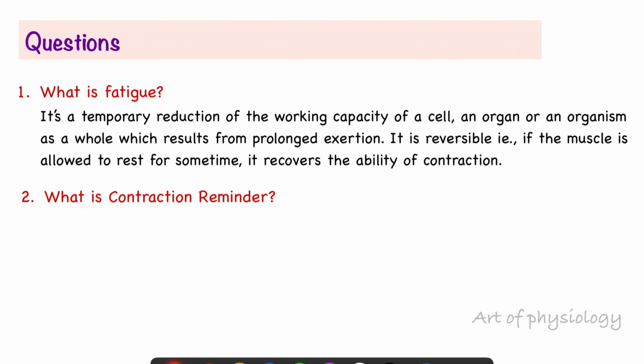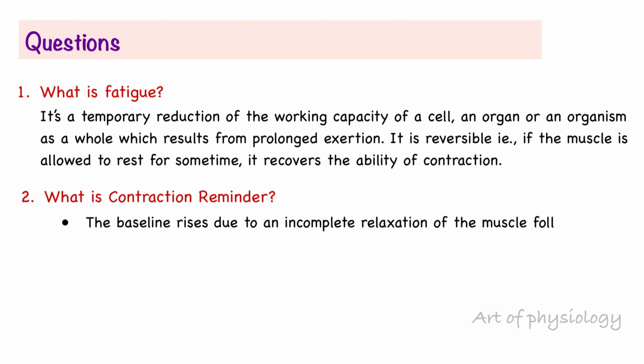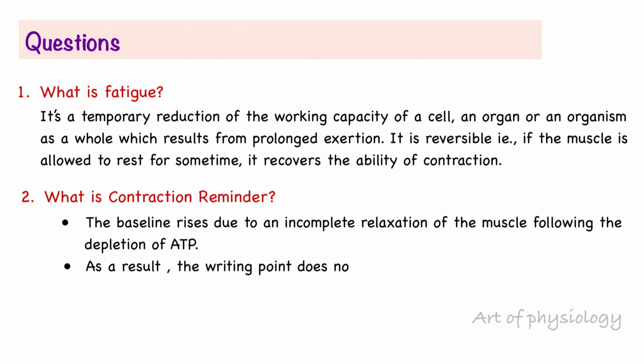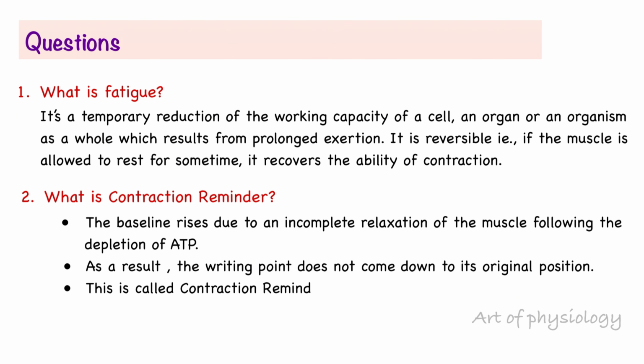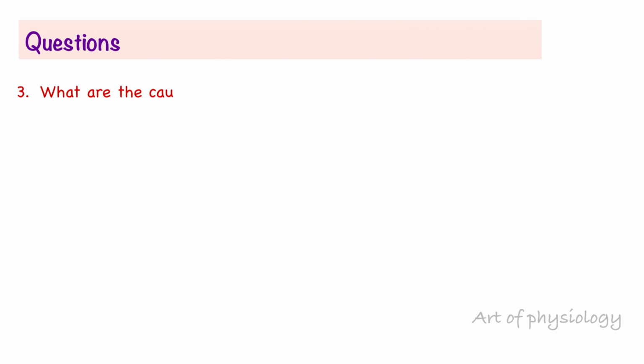What is contraction remainder? The baseline will be raised due to an incomplete relaxation of the muscle following the depletion of ATP. So here the incomplete relaxation is because of inadequate ATP. As a result, the writing point is not coming to the original position. This is called the contraction remainder. Next, what are the causes of fatigue? This is again an important question.